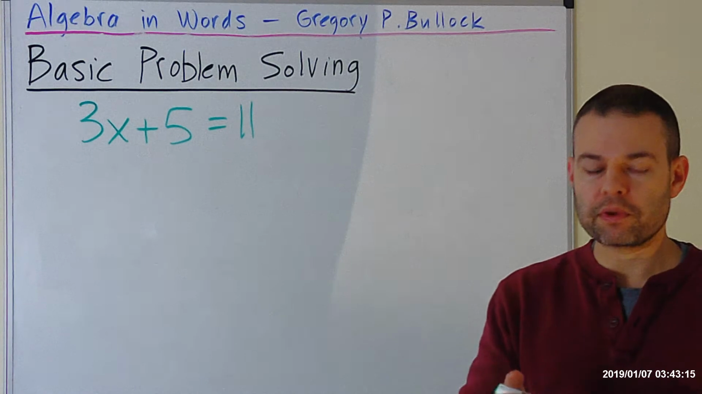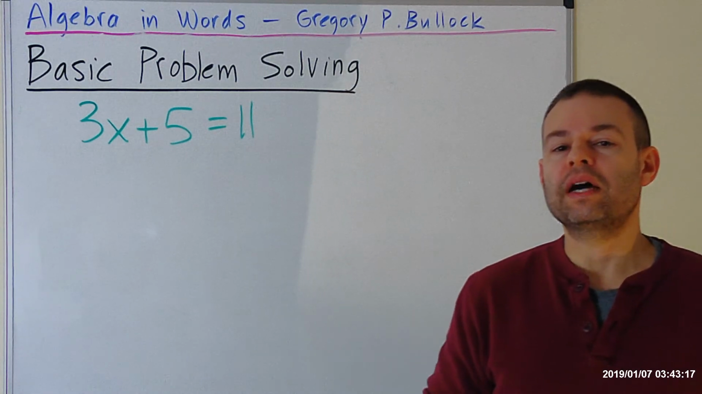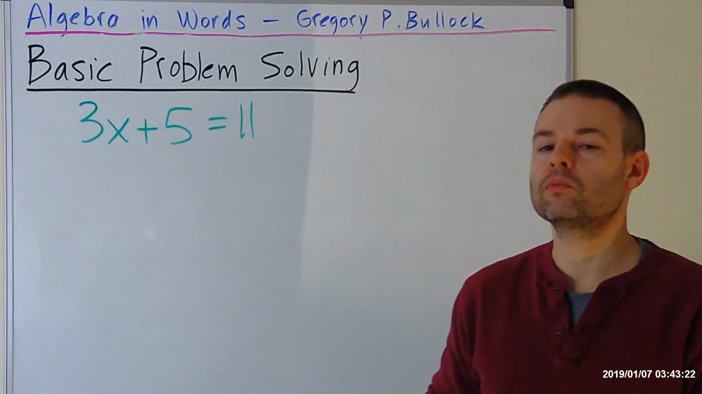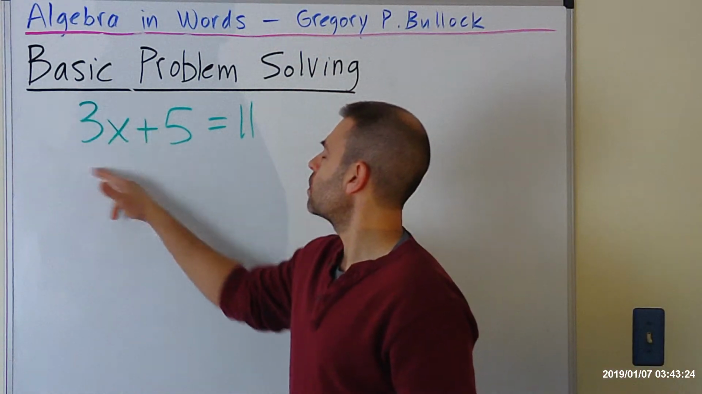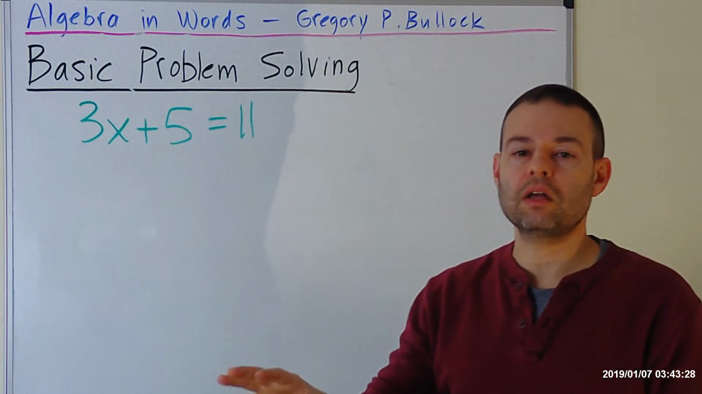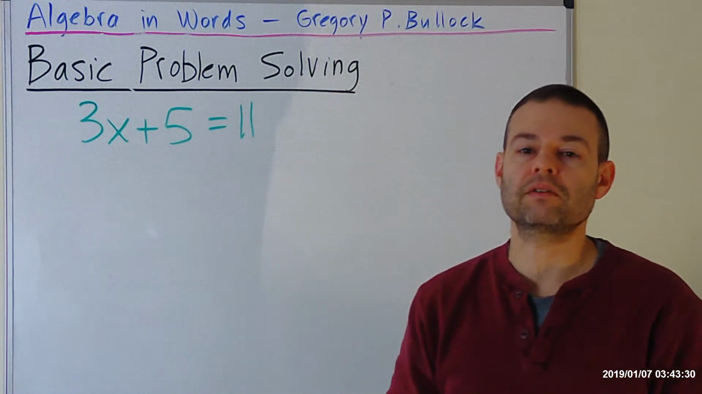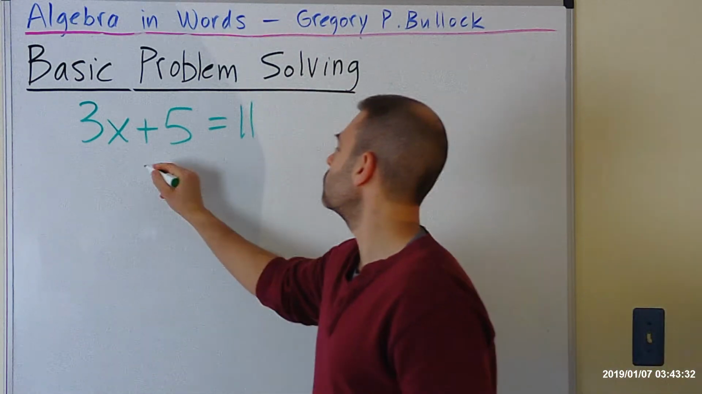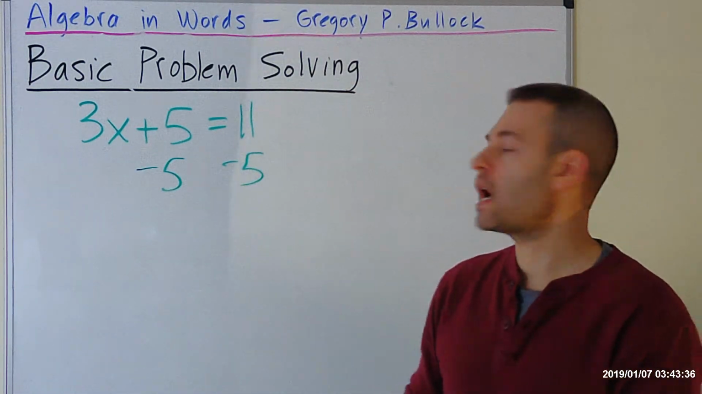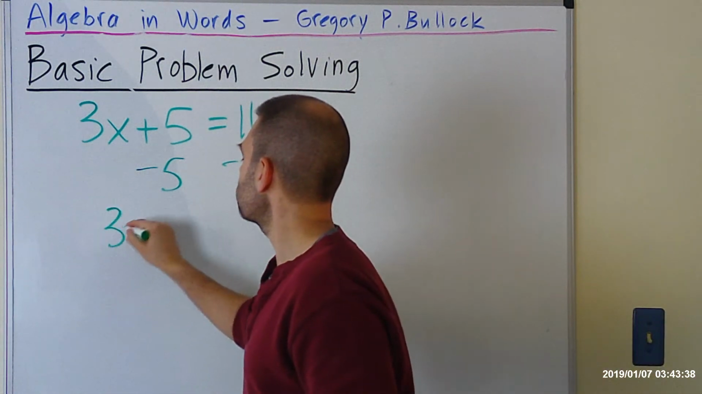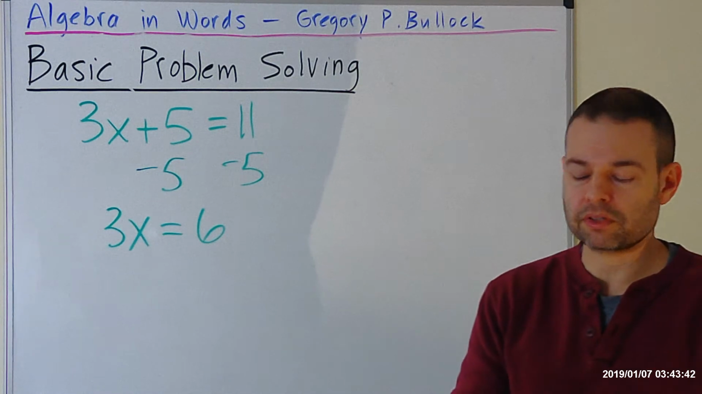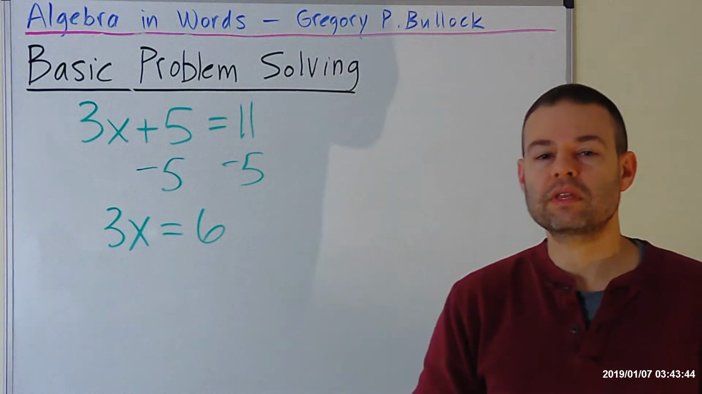So if you remember the third step, I say, isolate the term with the variable. What's the term with the variable? This is the term with the variable, the term 3x. We want to get that alone before we do the last and final step. To do that, we're going to subtract 5 from both sides, which is going to give us 3x is equal to 6. Okay, pretty simple. And that brings us to the last step.